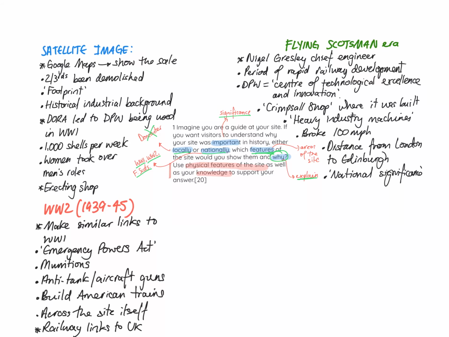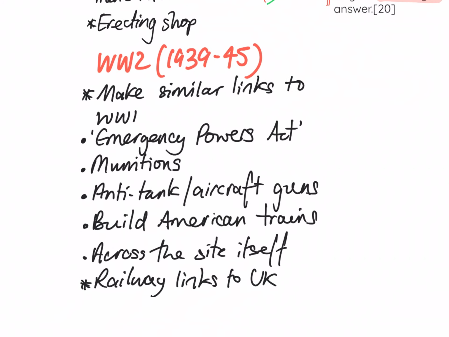So moving on, I'd be focusing next on the era of World War II. If we zoom in here, I would make similar links to what I'd already made to World War I. I'd not mention DORA this time, I'd use the Emergency Powers Act. I've mentioned that they built munitions again, but this time they built anti-tank and aircraft guns. Remember how they built and overhauled those American trains needed for D-Day.